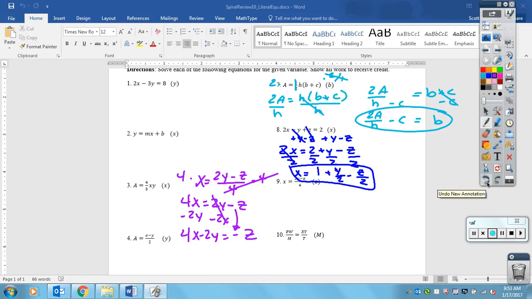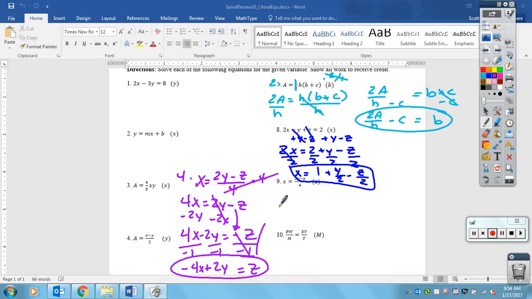We don't want to solve for negative z, so we divide every term by negative 1. That cancels out that negative part. z equals negative 4x, and negative divided by negative is a positive 2y. Negative 4x plus 2y equals z. That was for number 9.